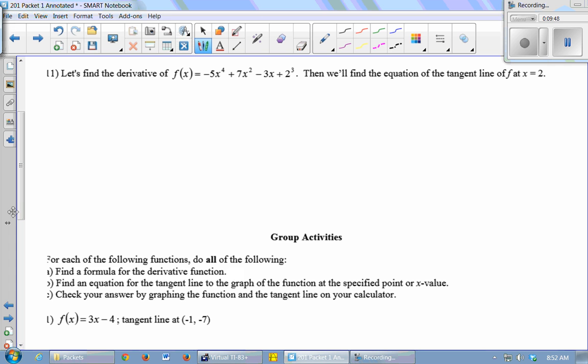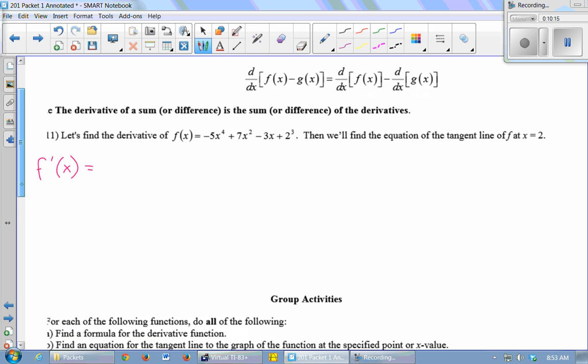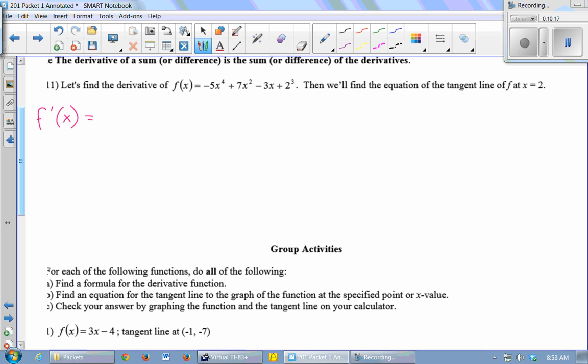Okay, so let's find the derivative of f of x, which is negative 5x to the fourth plus 7x squared minus 3x plus 2 cubed. Then we're going to find the equation of a tangent line, but we'll leave that alone for now. First, I just want to find the derivative, f prime of x. All right, so because of this rule about sums and differences, I can just take the derivative of this thing term by term. I can take the derivative of each term and just write it down. So what's the derivative of negative 5x to the fourth?